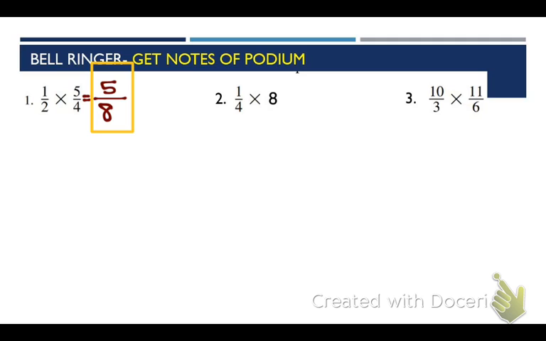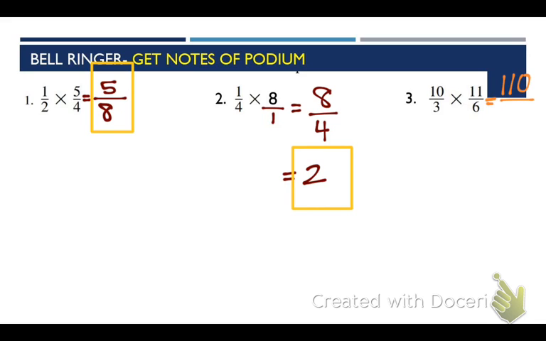For the next one, we have 1/4 times 8. So, what do you think we need to do? You put that 8 over 1. Yeah, put 8 over 1. Then you multiply the tops. 1 times 8 is 8. 4 times 1 is 4. Do we reduce in math? Yes. Always. What's 8 divided by 4? 2. Ta-da.